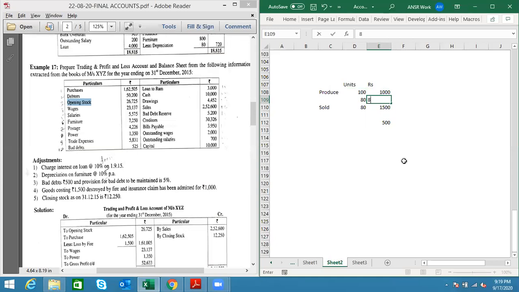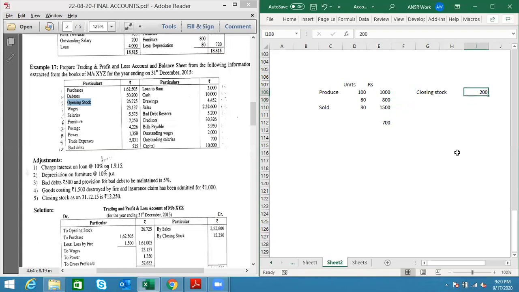800 rupees. Perfect. So if 100 units are produced in 1,000 rupees, 80 units are produced in 800 rupees. So don't you think that the 1,500 should be compared with 800 rather than 1,000? Right. 700 profit. So it's actually 700. So what we did was we actually calculated the value of closing stock here, which is coming as 1,000 minus 800, which is nothing but 200, right?